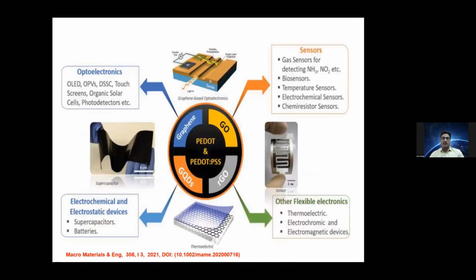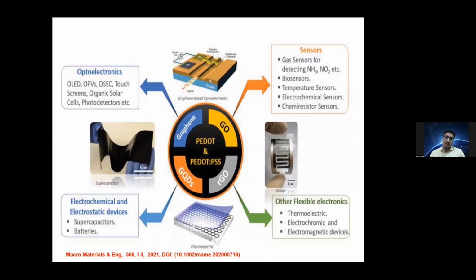And people have already worked a lot with PEDOT:PSS in graphene, with graphene oxide and graphene quantum dots, and used it for many applications in almost all areas of science and technology: optoelectronics, sensors, flexible electronics, electrochemical and electrostatic devices. But they have not discussed what property changes when we deposit PEDOT:PSS over the graphene surface. They have only fabricated the device and measured its performance. But at the molecular level, why the properties are changed, they have not discussed.